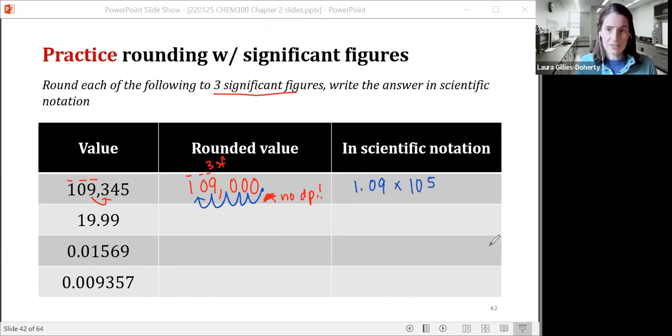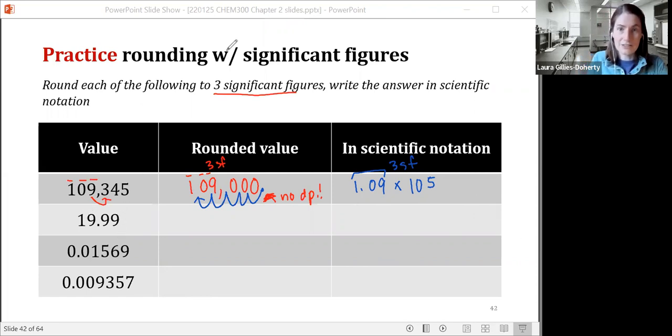When we write things in scientific notation, there should only be the correct number of sig figs showing, which is one of many reasons, if you can't tell, why I love scientific notation. It takes the guesswork out of like, did she leave off a decimal point because she just forgot to put it there? Did she mean to not put it there? It takes out all that guesswork because you only write the sig figs in scientific notation. If a 0 isn't significant, you don't include it in the scientific notation. Okay, let's work on the next one.